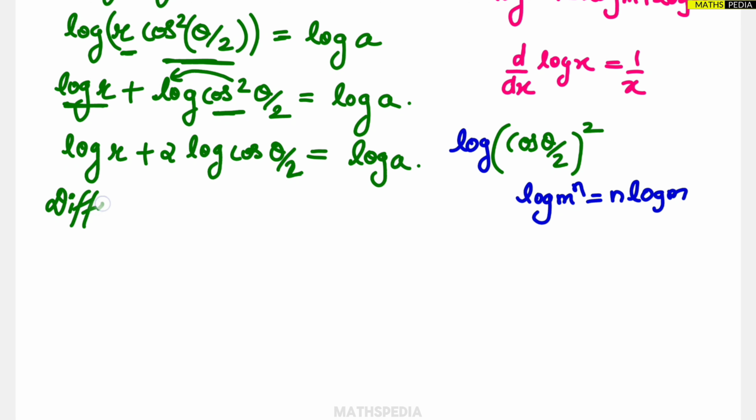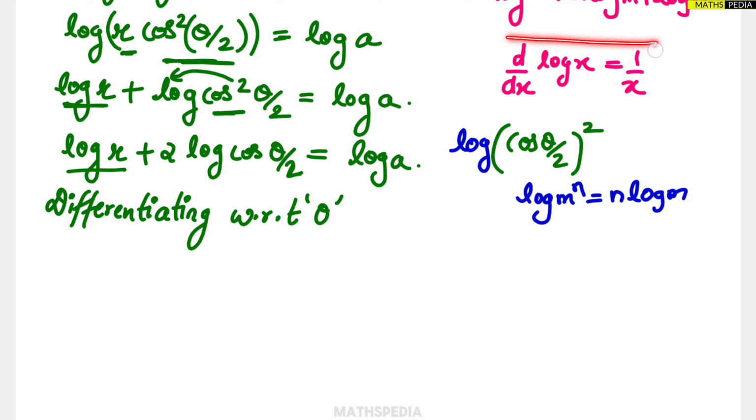So differentiating with respect to theta. Now log r differentiation, we have studied: log x differentiation with respect to x is 1 by x. Here it is with respect to theta, so it will be 1 by that particular function, so we can write 1 by r. But the problem is that here r is a function, and we have to differentiate with respect to theta. Therefore it will be again the differentiation of r with respect to theta.